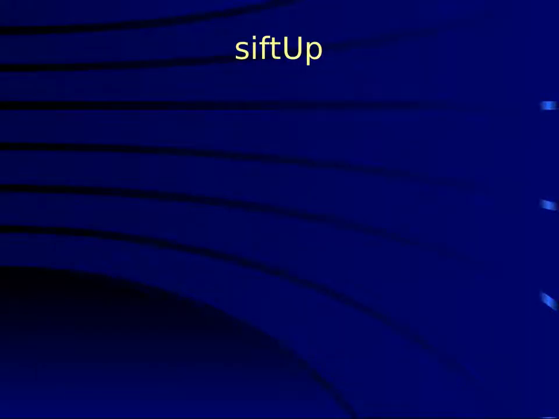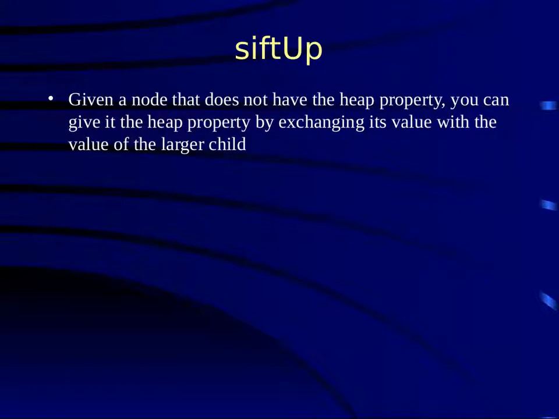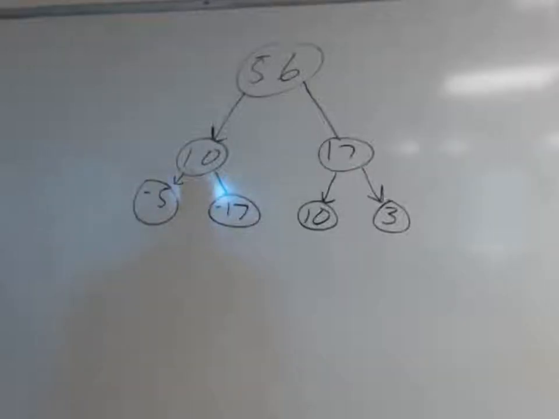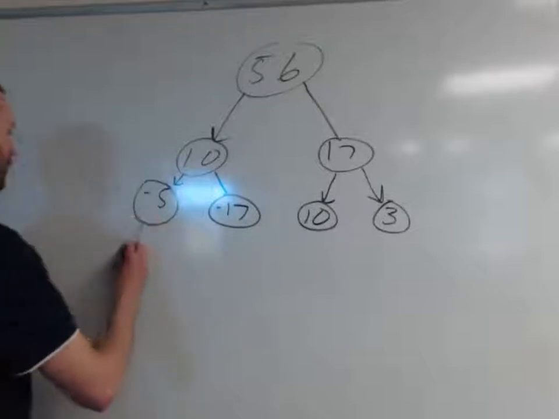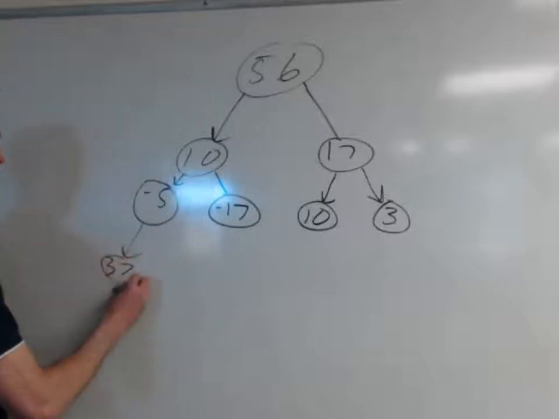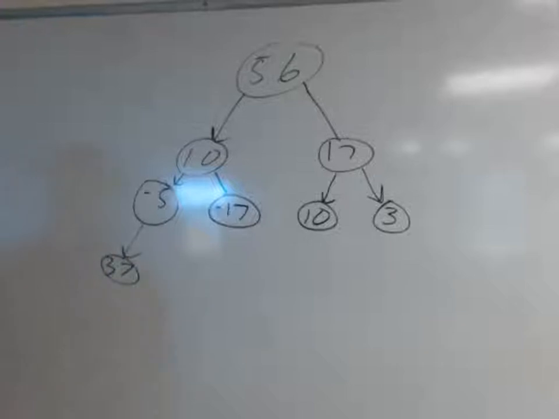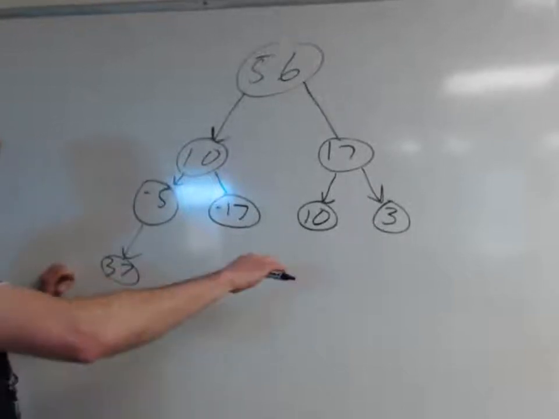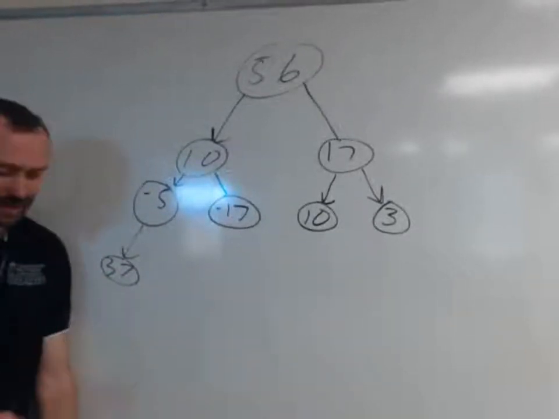Okay, so first off, sifting up. This is really how do we add to the heap? Given a node that does not have the heap property, you can give it the heap property by exchanging its value with the value of the larger child. I think this makes a lot of sense when we do it pictorially. All right, give me a number. 37, that sounds great. So we can try and put 37 right here. When you add, remember, since it's balanced and left justified, you're always going to add at the bottom level, furthest to the left, right here.